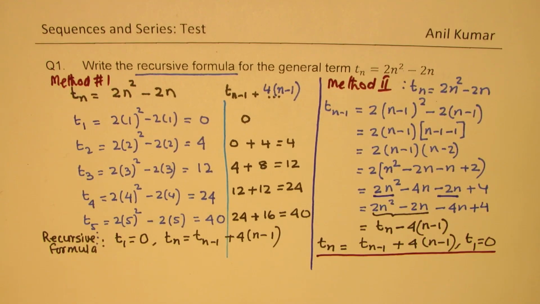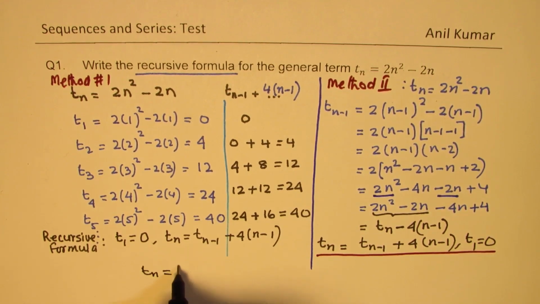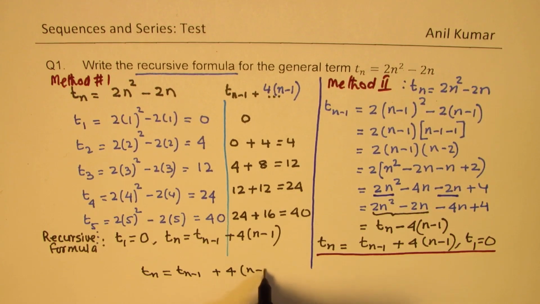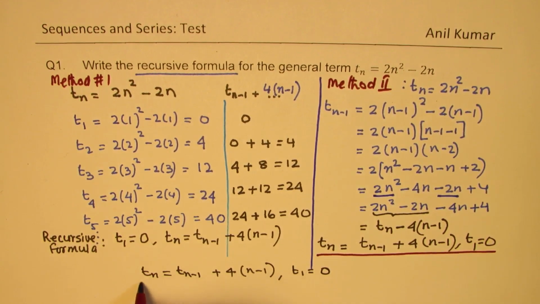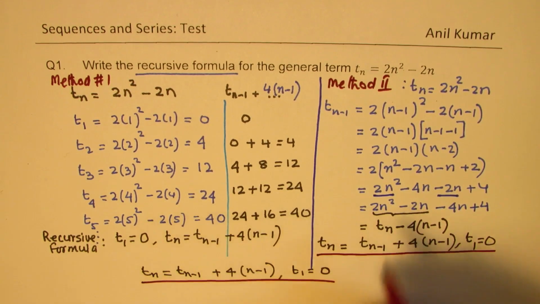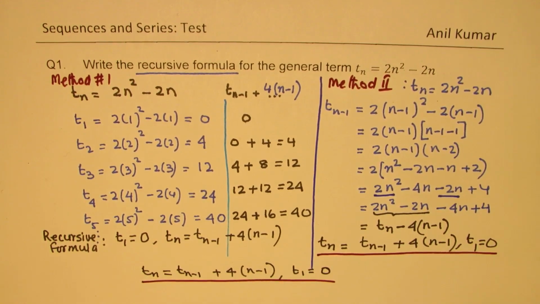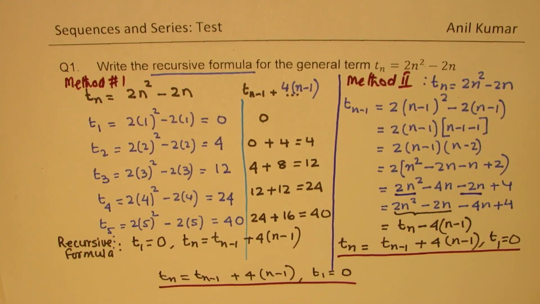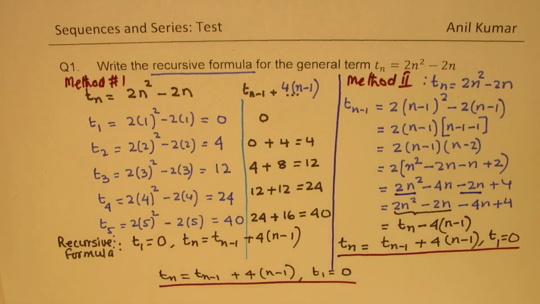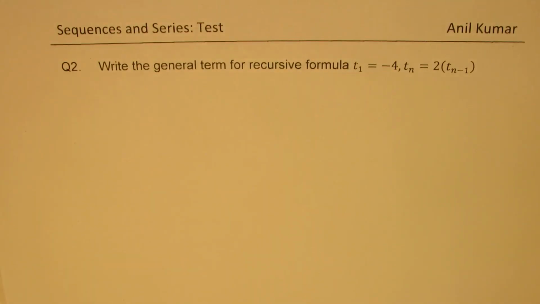So finally, we do get our answer, which is tn equals tn minus 1 plus 4 times n minus 1, where t1 is equal to 0, correct? So you can adopt any one of these methods and get your result. I hope the concept is absolutely clear. Now let's move on and take the next question.